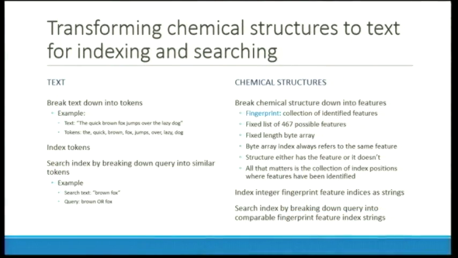So all we actually care about then are the indices of that byte array where those features are identified, because we only care what features are actually in the molecule. We don't care about what's not. And those indices are simply integers, and integers can easily be transformed into strings. So basically, what you end up doing is indexing those fingerprint feature index positions, and then you search by taking your input molecule, generating the features for that, and then breaking those down into the same index strings.